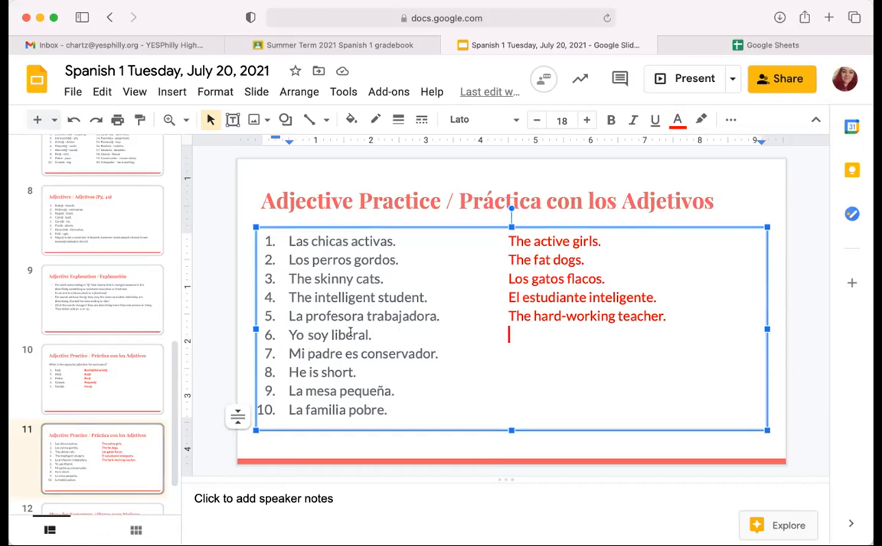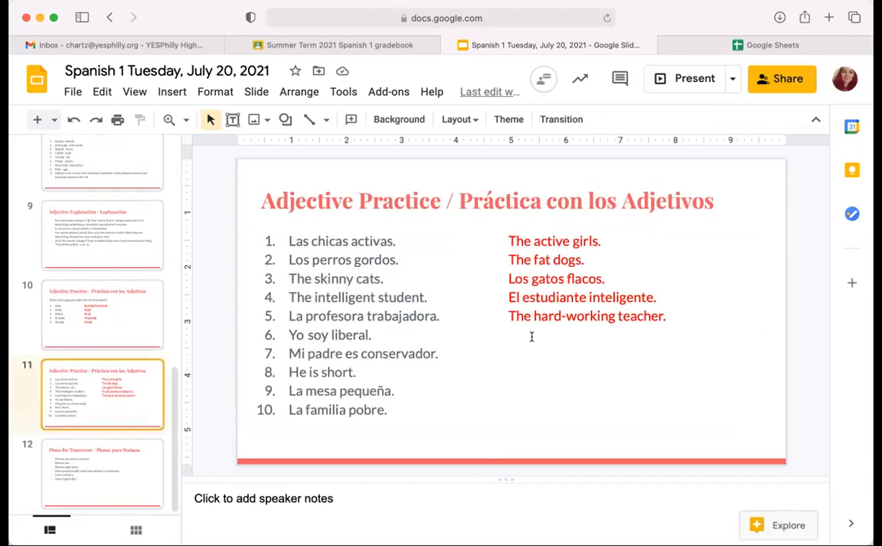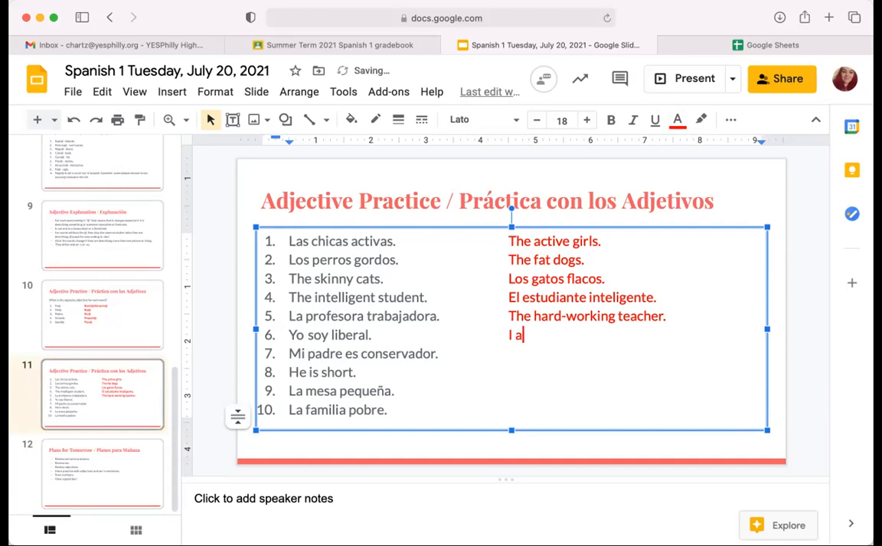So for the next one, we have yo soy liberal. What do you think? Let's go back. I am. Remember, it's the exact same thing, it's just pronounced differently. I am liberal. Yep. And then for the next one, my dad is. Remember? Conservative. Yep, it's almost the exact same thing. My dad is conservative.